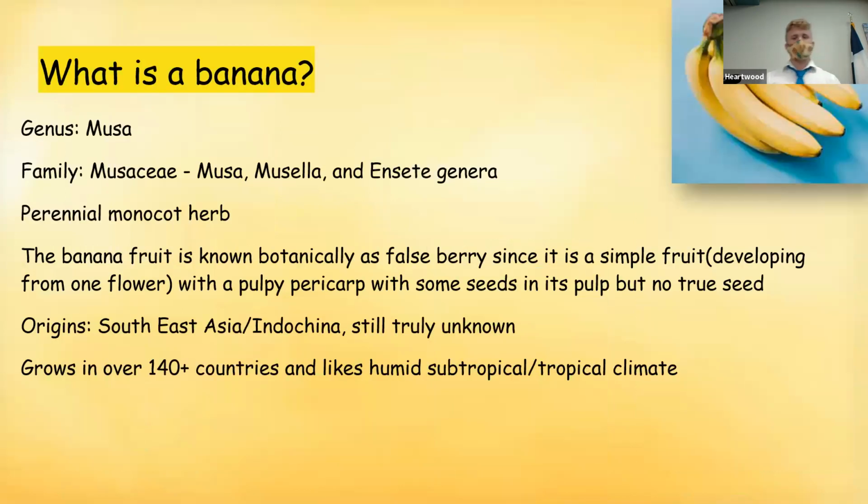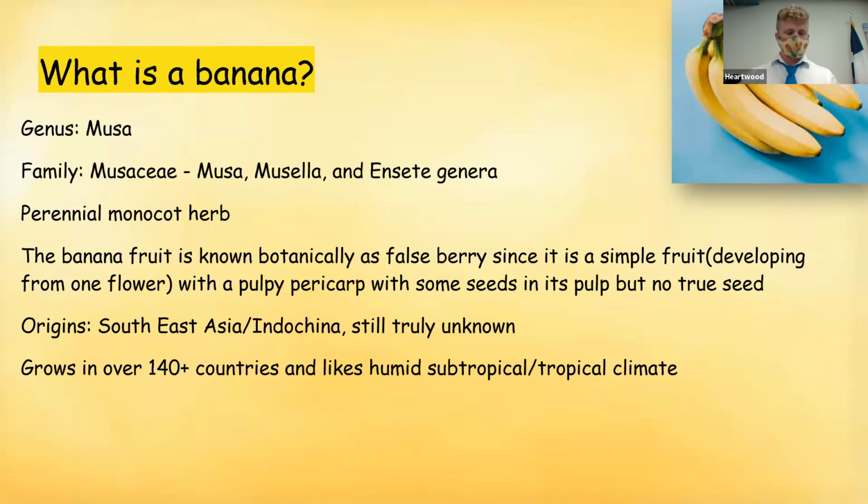All right, so what is a banana? You might be wondering. Well, botanically speaking, a banana can be defined as a false berry, since it's a simple fruit and develops from one flower without a true seed. And I will touch on that in a second.